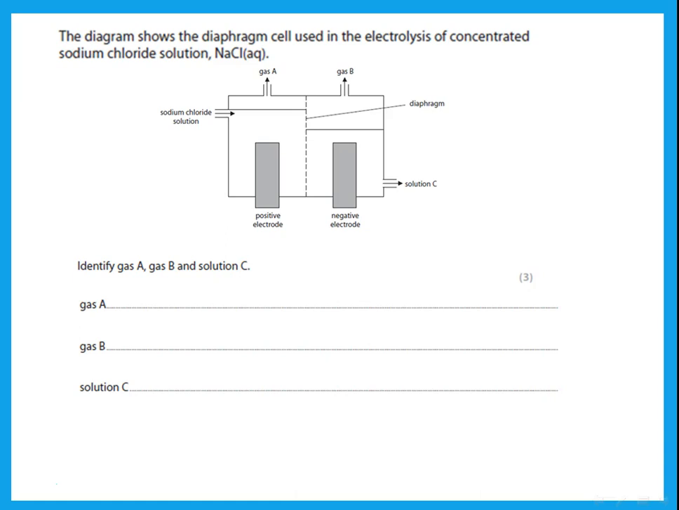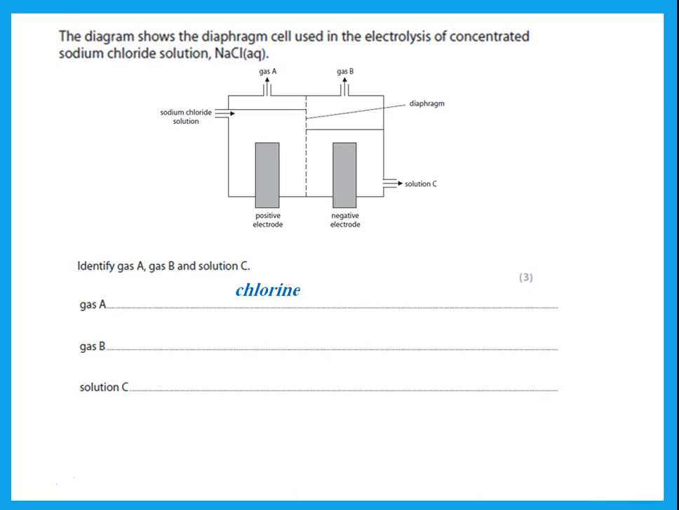So this is the negative ion. What negative ions do we have? We have chloride and hydroxide, because this is a solution. Concentrated means I have a lot of the chloride, and that is the one that will form chlorine.